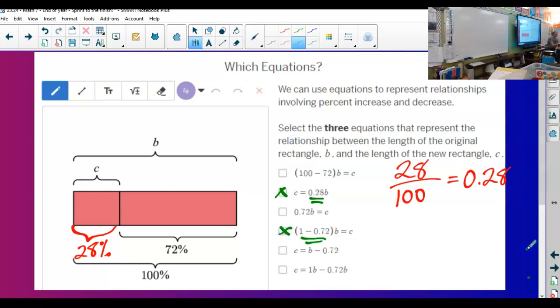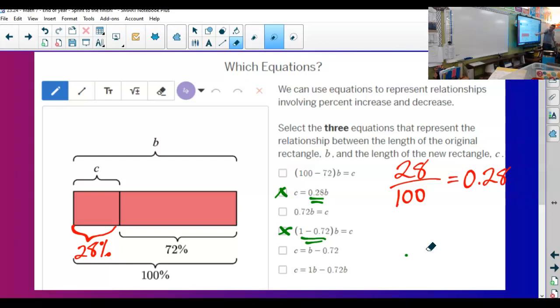What about C? C equals B minus 0.72. So, falling in the trap door. It would work if there was a B on the 72%. Because it needs to be 72% of B. And 0.72 is not. That's just a number. If it's not attached to anything, it's just a number.